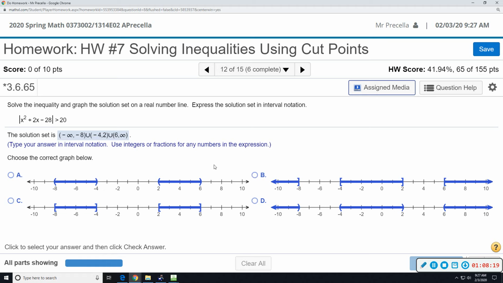Now choose the correct graph. Isn't that sort of strange? You would think they would have you do the graph first, wouldn't you? But notice they're using, instead of open and closed circles, the parentheses and the brackets. So this one doesn't have any brackets, right? Only parentheses. So, oh gosh, which one is it? It's either A or D. It is D.